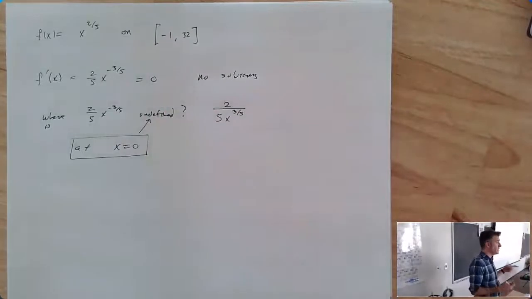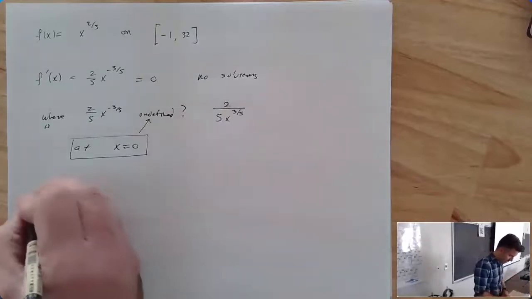So whenever you have x to a negative power, 0 to a negative power isn't 0. 0 to a negative power is what? Undefined. But it's still in the interval, and it's definitely a place where this function is defined, right? This function x to the 2/5 is a continuous function. It's defined everywhere. There's no weird breaks or anything. So definitely 0 is in the domain, so we're safe.